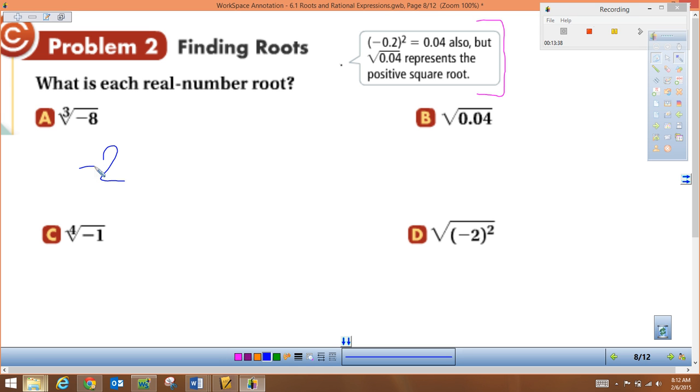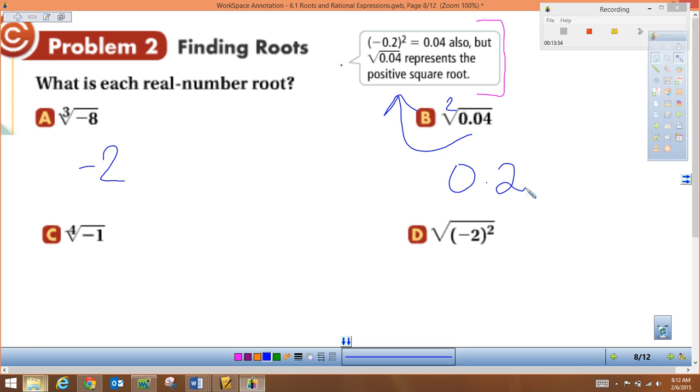B, the square root. If there is no number, it is the square root. Look up above, it's already telling us what our answer is. We get 0.2 for our square root of 0.04.